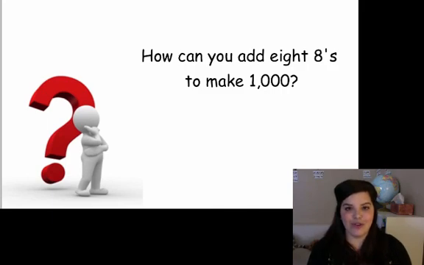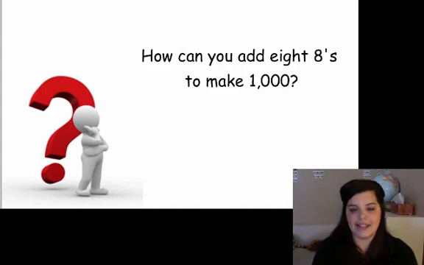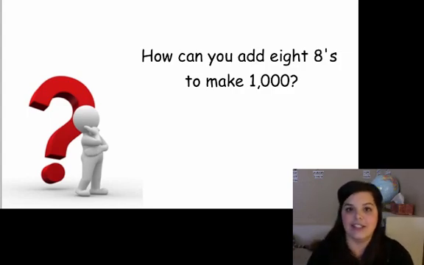Here's my last question for you. It's a brain teaser. Remember, if you can get this question correct and bring me your answers tomorrow, you will earn an extra ticket for our behavior drawing at the end of the day tomorrow. My question for you, my riddle, is how can you add 8 eights to make 1,000? You can only use addition, and you can only use the number 8, that digit 8, and you can only use 8 of them. See if you can make 1,000. Bring me your answers on a piece of paper tomorrow for that ticket.